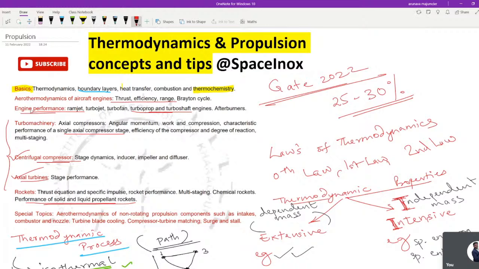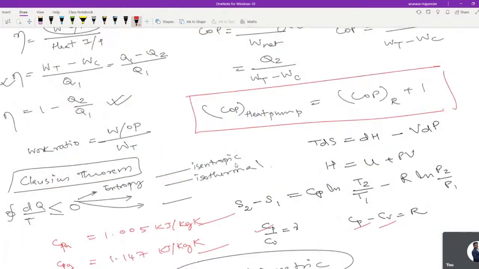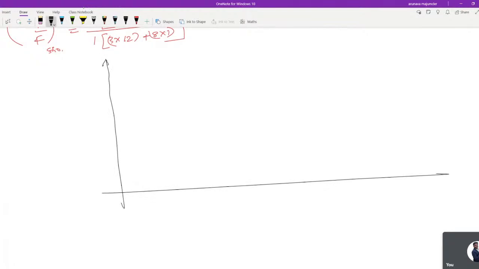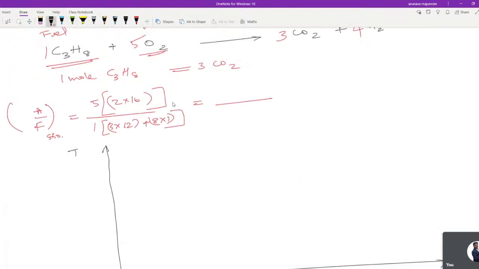All right, now let's get started with the aerothermodynamics of aircraft engines. First and foremost, you have to remember what we call the TS diagram. Whatever it takes, you have to remember your TS diagram, and each and every process. So first, what are the basic processes we have?